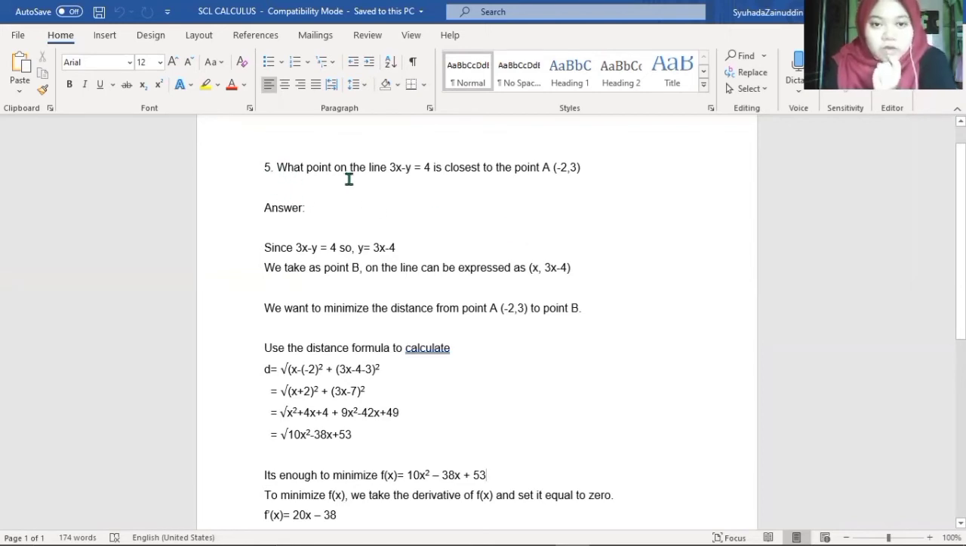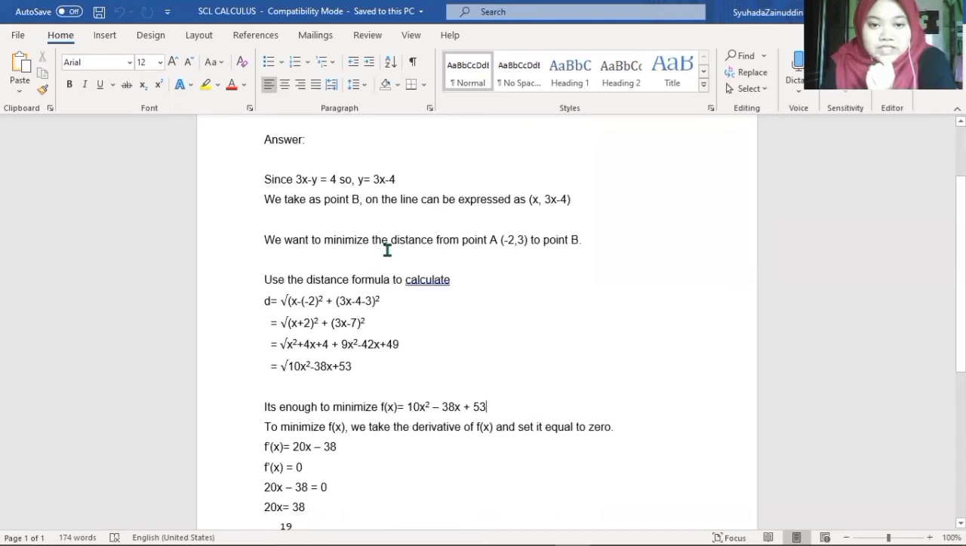What point on the line 3x minus y equal to 4 is closest to the point A, negative 2, 3? Since 3x minus y is equal to 4, we rearrange the equation to get y equal to 3x minus 4. We take this point B on the line that can be expressed as (x, 3x minus 4). We want to minimize the distance from point A, negative 2, 3 to point B.